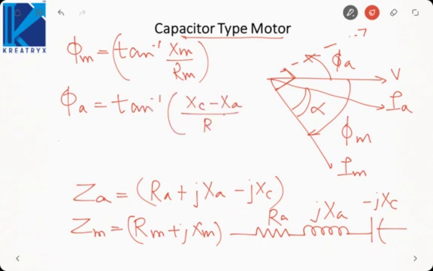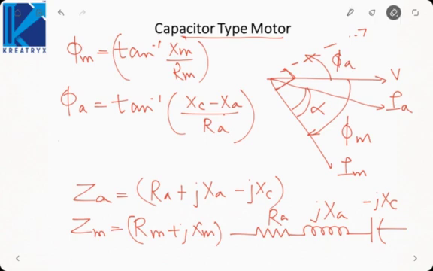Why am I writing Xc minus Xa? Because it is leading, that means Xc is greater than Xa. So that is why I am writing Xc minus Xa. Here I have written the angle such that both the angles will come out to be positive, so I am only considering the magnitude of the angles.